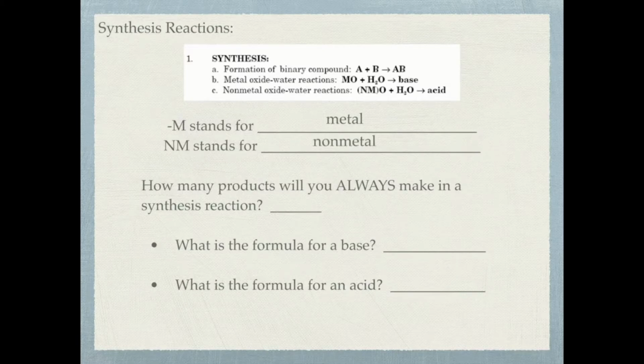Now, for synthesis reactions, you're always going to produce one product. Now, if you're going to be forming a base, what makes a base is it is a metal and hydroxide. And so in order to write the formula for this, because this is going to be an ionic compound, you need to cross your charges. So for example, if I give you sodium hydroxide as your base, the formula would be NaOH, because sodium has a +1 charge, hydroxide has a -1 charge.